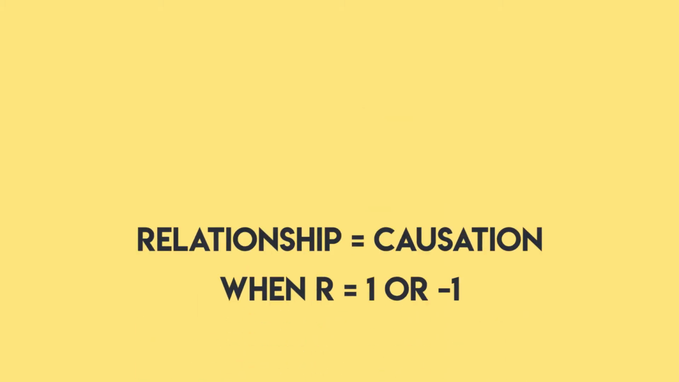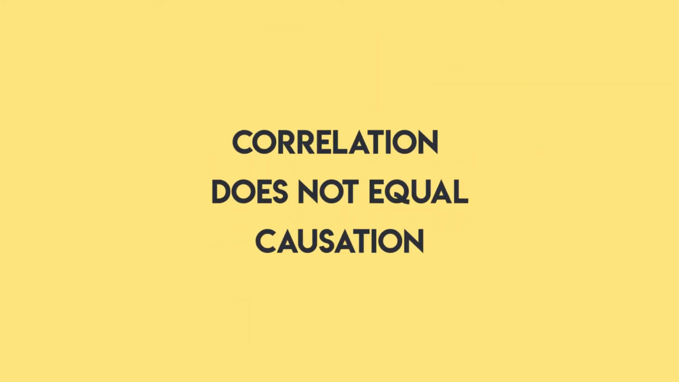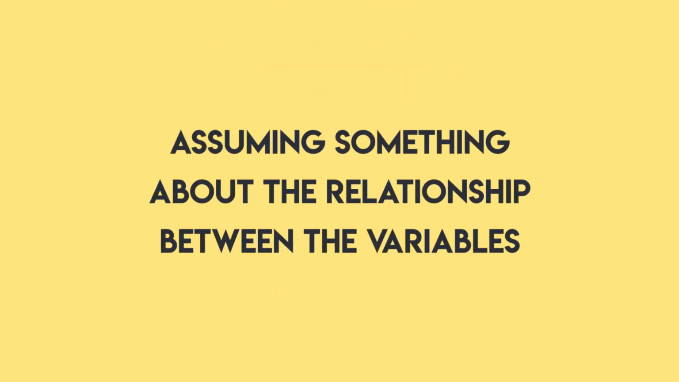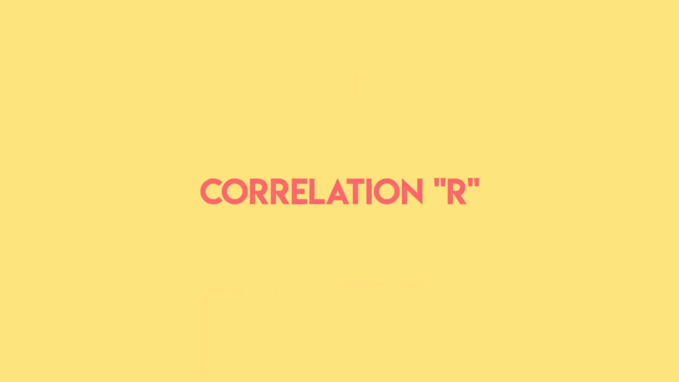A common mistake is concluding a relationship is causation with R equals 1. Correlation does not imply causation. You need an experiment to establish causation. Another common mistake is assuming something about the relationship between the variables when only looking at correlation and not the scatter plot. R could equal 0.2, but the scatter plot is curved. Correlation R only describes linear relationships.